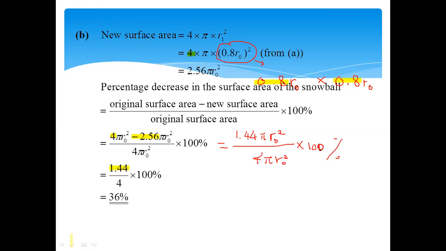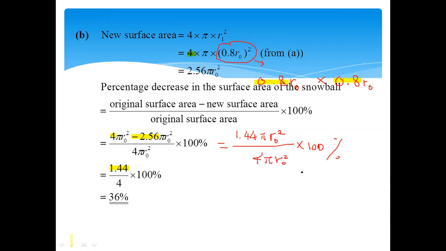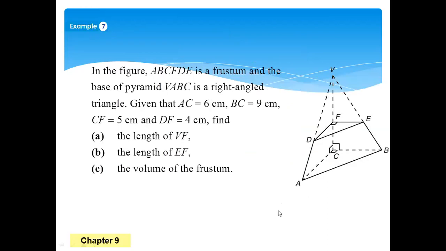Okay, so you cancel the pi, you cancel the like terms pi R squared, okay? Therefore, you have this remain. Don't forget times 100%. And hence, you have the answer. Okay, then let's go to the next one.